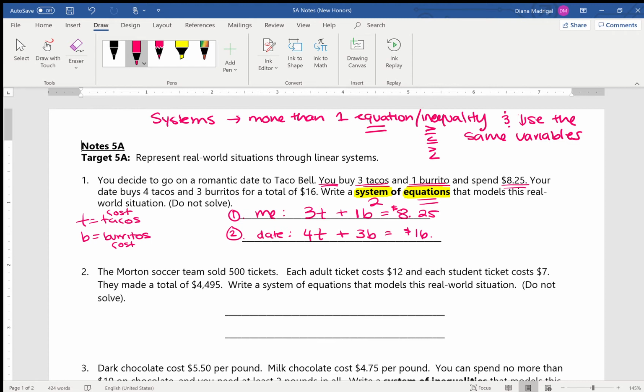But that is all we're doing for today. We have our two equations, the equation for the first one and the equation for the second one, and we're done.